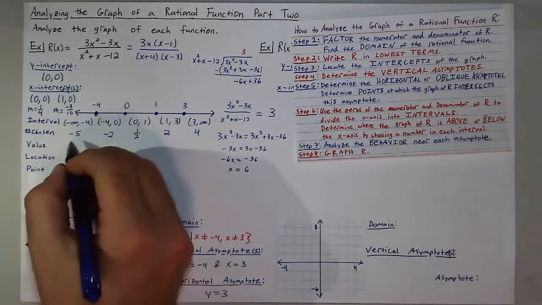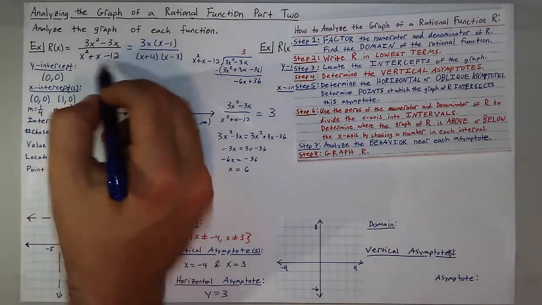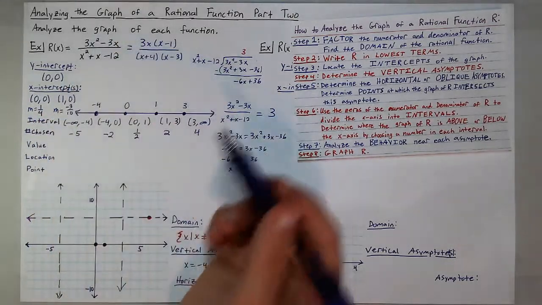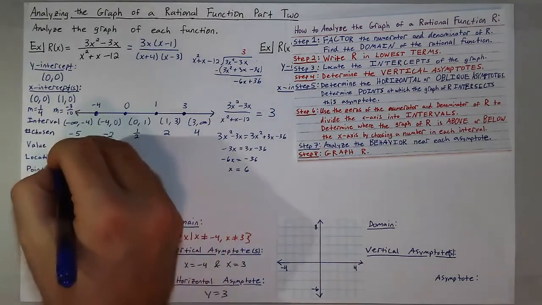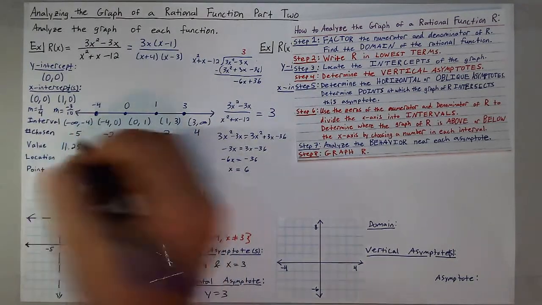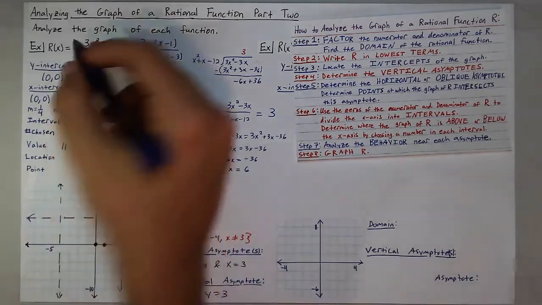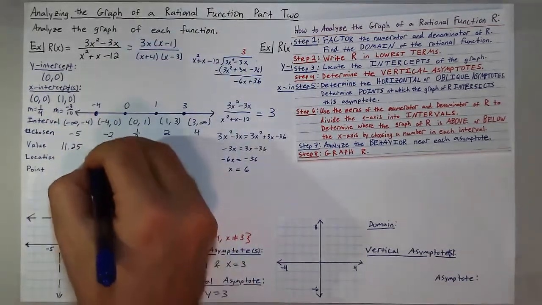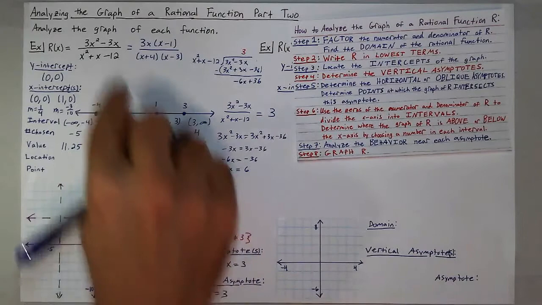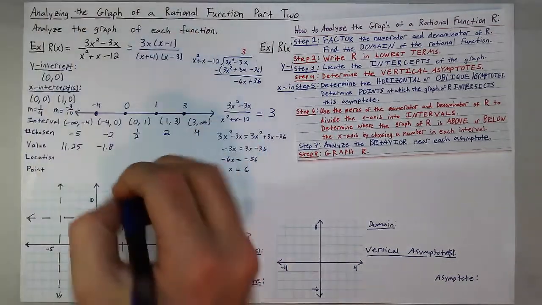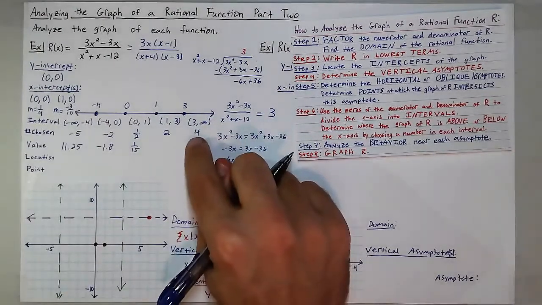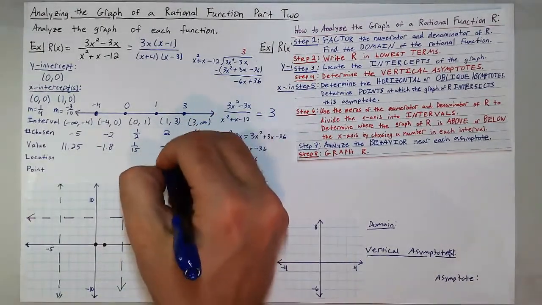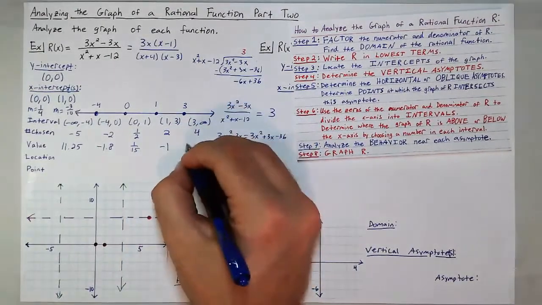Now, when I plug in these numbers, you can just use a calculator, but I'll speed up the process. When you plug in negative 5, you get 11.25. When you plug in negative 2, you get negative 1.8. When you plug in 1/2, you get 1/15. When you plug in 2, you get negative 1. And when you plug in 4, you get 4.5.